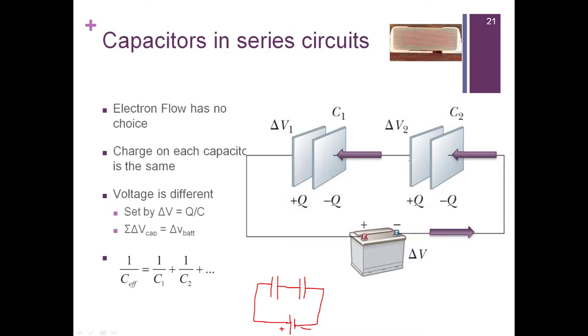If we follow the current through this particular circuit, any current that exits the battery has to go first through the first capacitor, and then it must go through the second capacitor and then back to the battery. There's no possible variation. The current has to go through them in sequence. And so that's why it's called a series circuit.